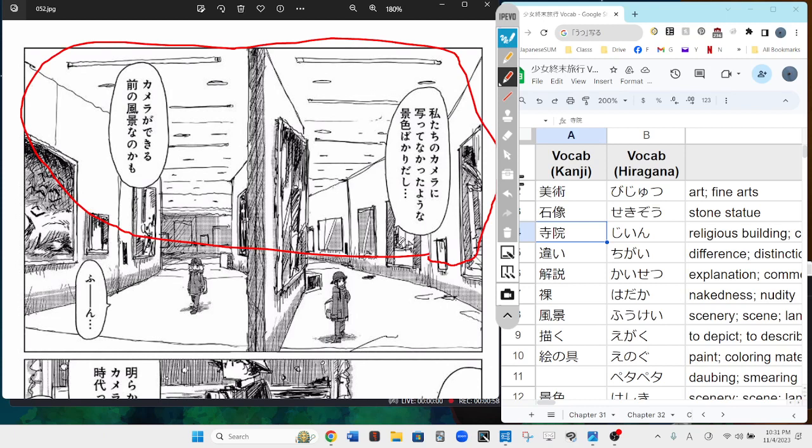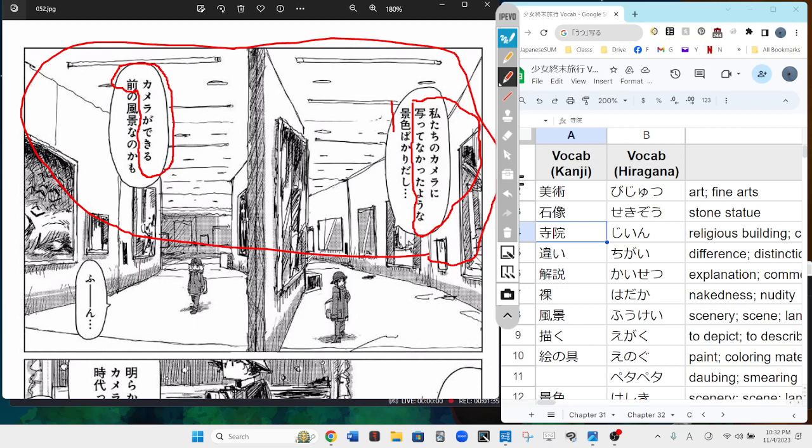What was the meaning of it again? Of what? Utsuru? Yeah. Utsuru is to be captured in film. Oh, yeah, that's right. Utsute na. And then that is, so this is a relative clause describing the noun keshiki. Yeah. And this is a relative clause describing mae. Yeah, that's right.